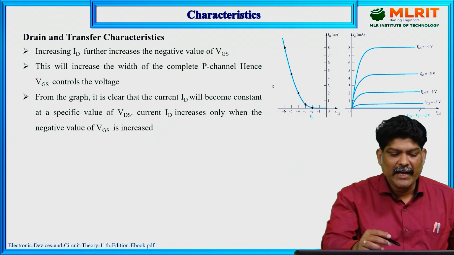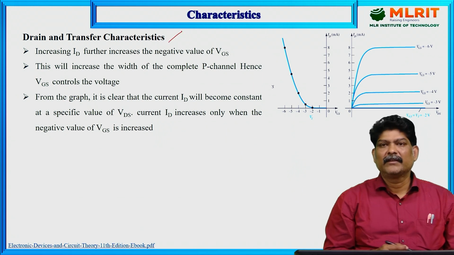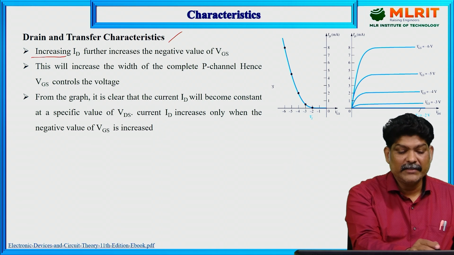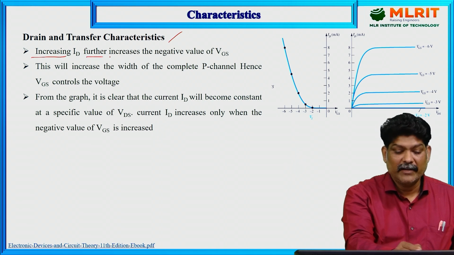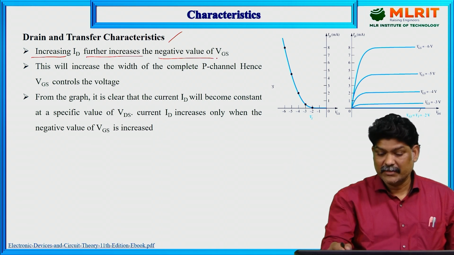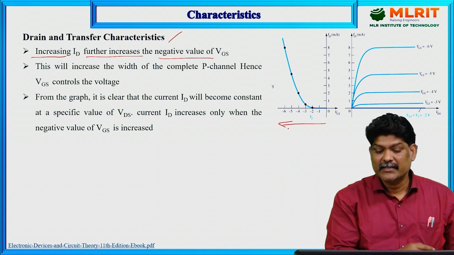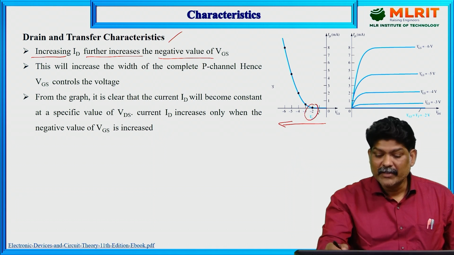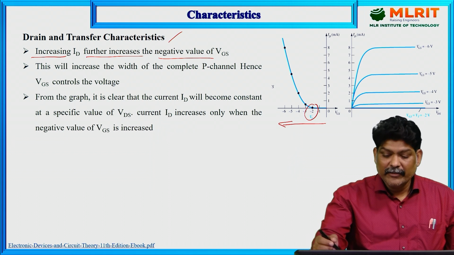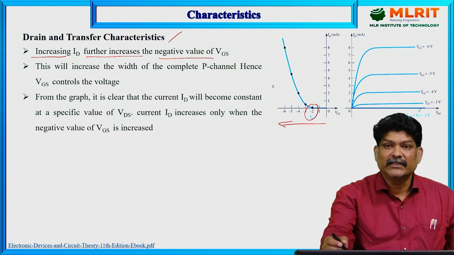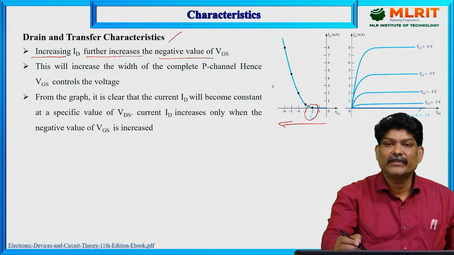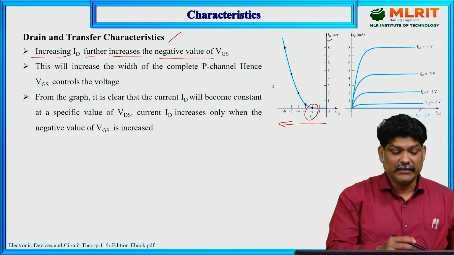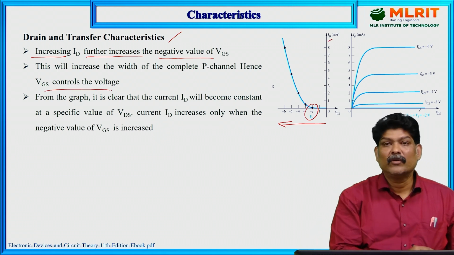Now coming to the characteristics of this P channel enhancement mode MOSFET. If you increase the negative value of VGS, this is the negative value of VGS, from the threshold voltage, this is VT, if we increase further, ID also increases. So from this, the drain current increases. So VGS controls the voltage.